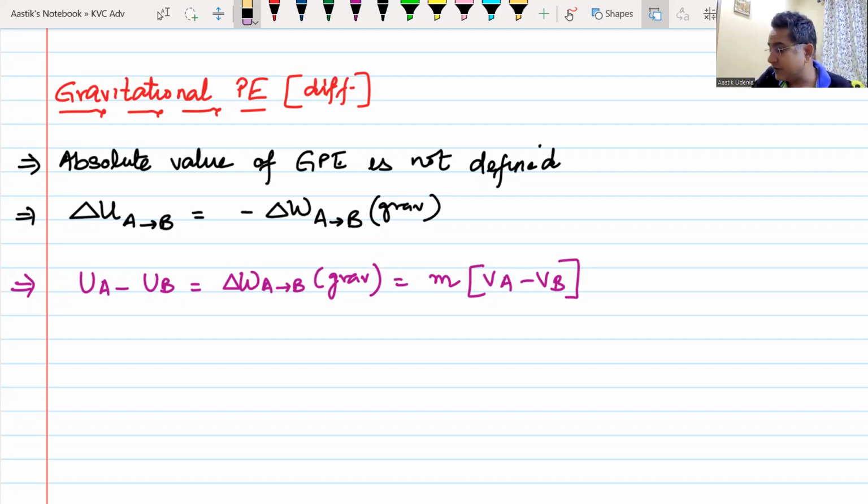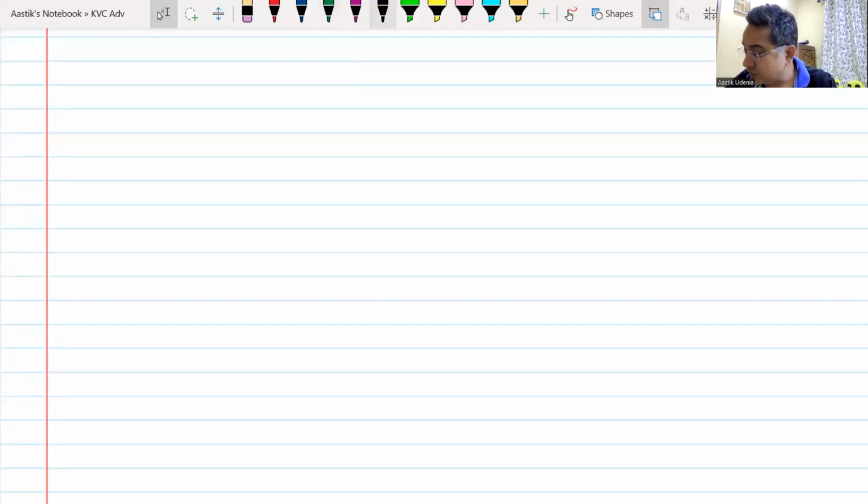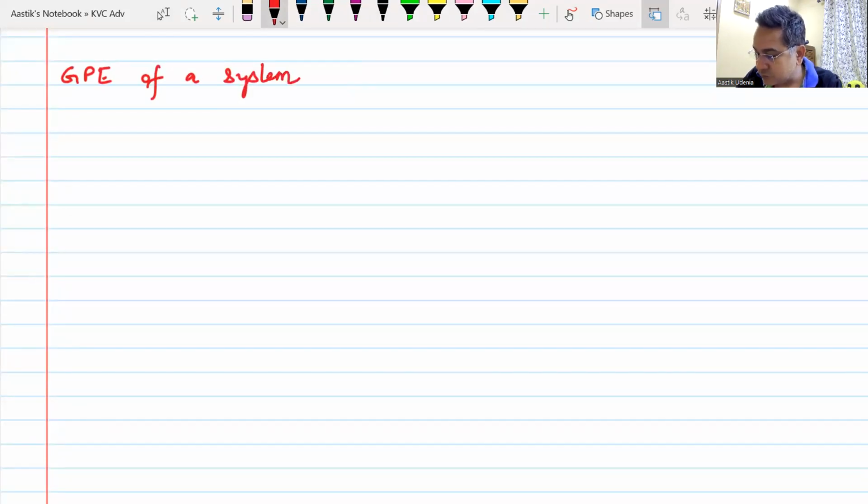Now, if we take the potential energy at infinity to be 0, we can define the potential energy of any point. Now, the first thing that we are going to do is understand gravitational potential energy. I call it GPE of a system of two charges. Gravitational potential energy for a system of two charges.